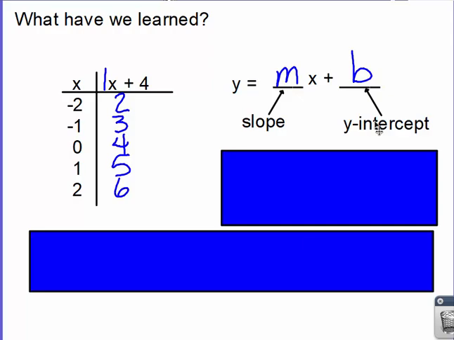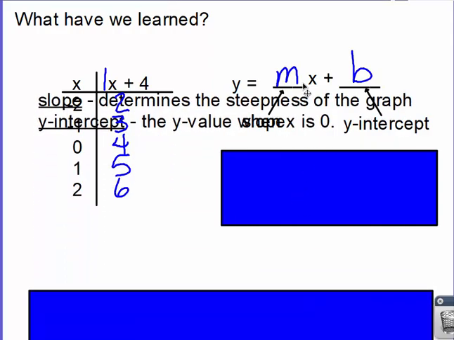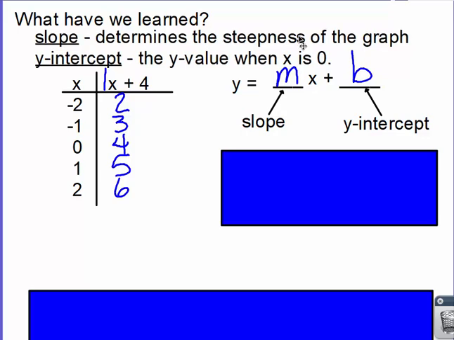So what do m and b, the slope and y-intercept, stand for? They really mean this. The slope we use to determine the steepness of the graph. The bigger that number, the steeper the graph. The smaller the number, the flatter the graph. If it's a negative number, the graph is going downhill versus uphill. And the y-intercept is the y value when x is 0.